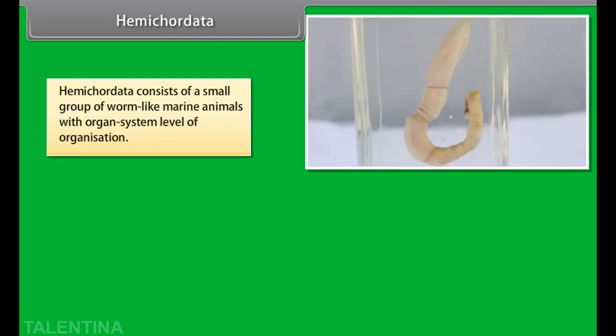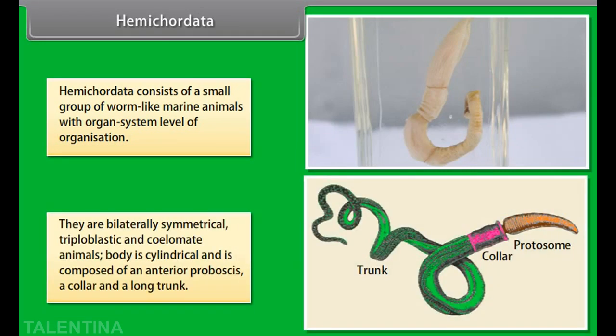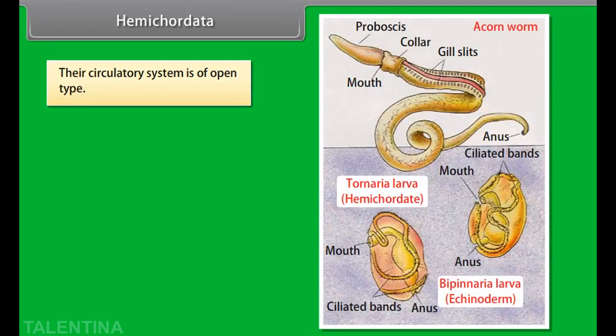Hemichordata. Hemichordata consist of a small group of worm-like marine animals with organ system level of organization. They are bilaterally symmetrical, triploblastic and coelomate animals. Body is cylindrical and is composed of an anterior proboscis, a collar and a long trunk. Their circulatory system is of open type.